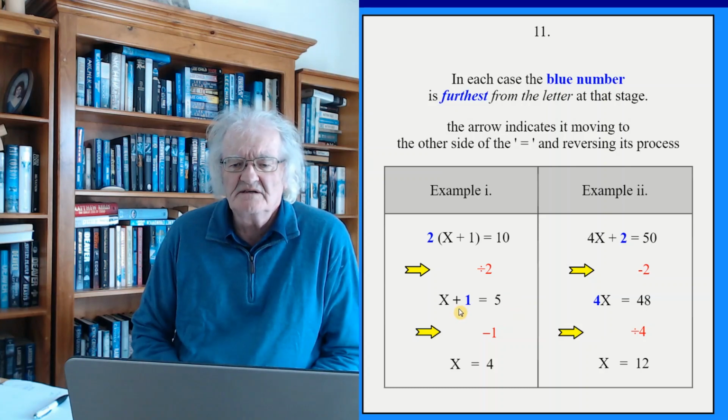Now the plus 1 has to be moved. When it moves to the other side, its process changes from addition to subtraction. So we have 5 minus 1 is 4.